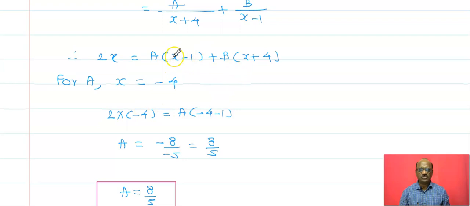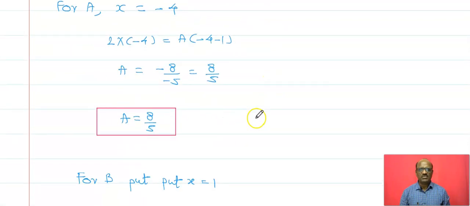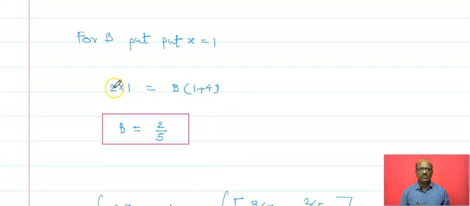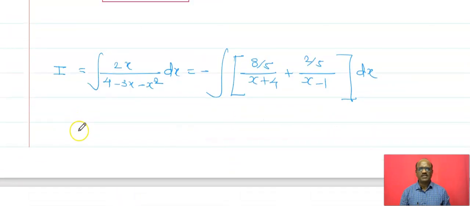If we substitute x equals 1, the value of a will become 0, 1. That is 1 plus 4, that will become 5. Therefore, 2 is equal to 5b. Therefore, b is equal to 2 upon 5. Therefore, integral I is equal to the integral of 2x upon 4 minus 3x minus x square dx.